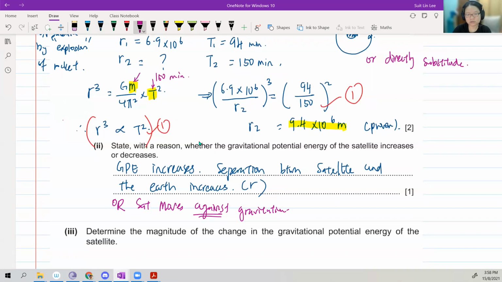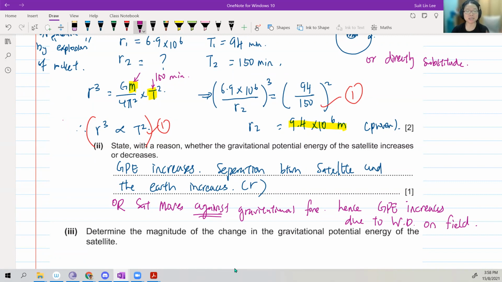gravitational force. Hence, GPE increases due to work done on the field. Actually, this is a better explanation, but they also allow the first one, which is easier to write.